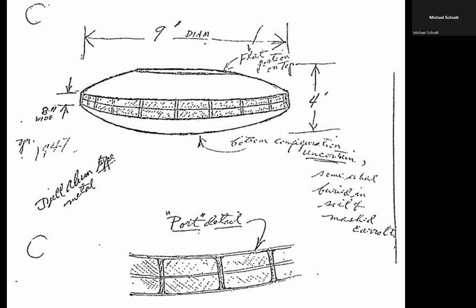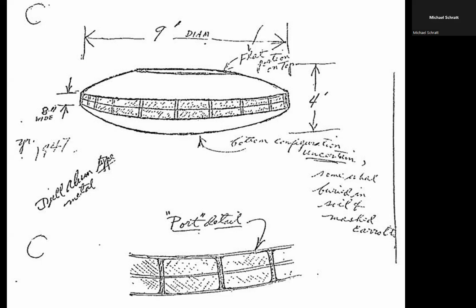We'll move on. Here's the original sketch that came within the dictation notes. So this craft was 9 feet in diameter. It was 4 feet tall. Wrapped around the outer circumference of the craft were these double row of indented windows that you could not look through.